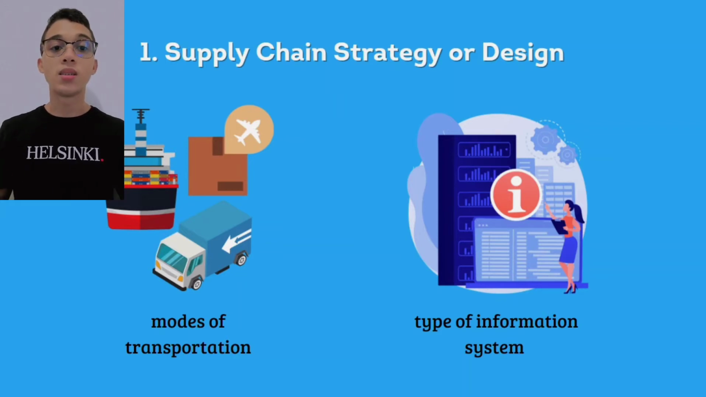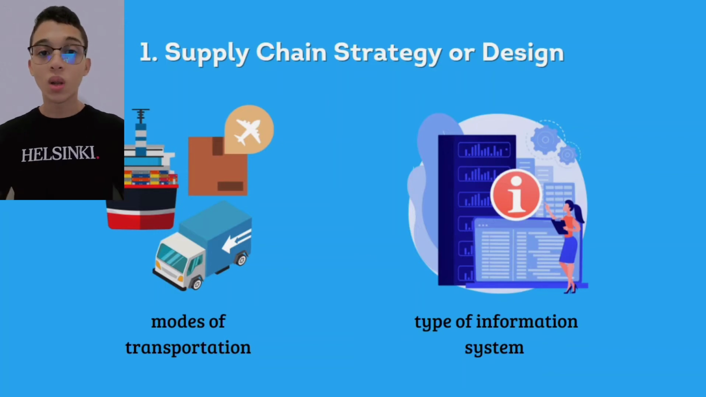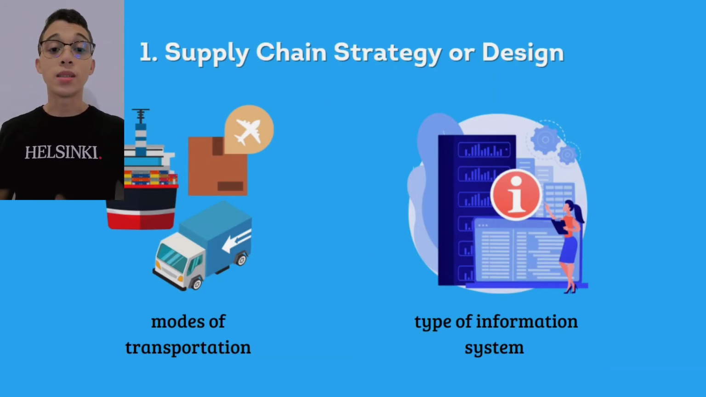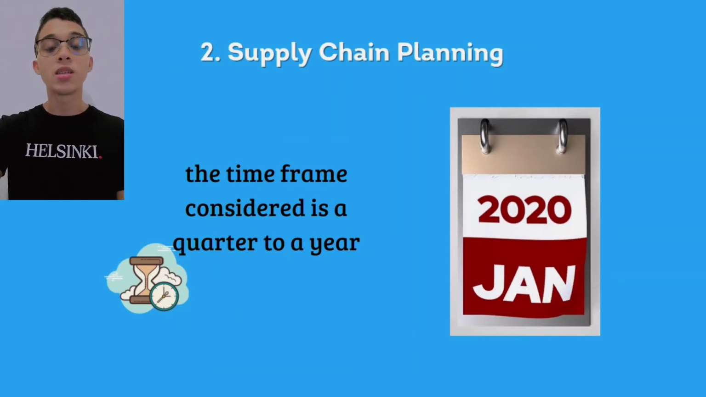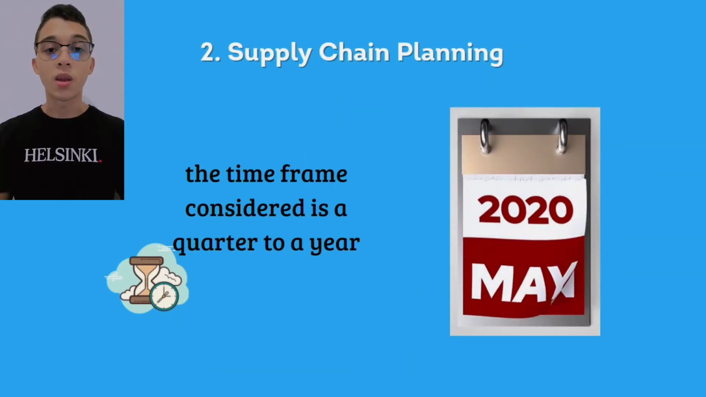Supply chain decisions are typically made for the long term, a matter of years, and are expensive to alter on short notice. Consequently, when companies make these decisions, they must take into account uncertainty in anticipated market conditions over the next few years. The second one is supply chain planning.